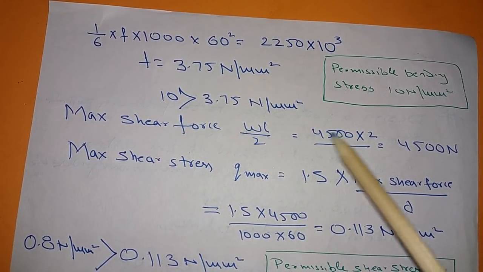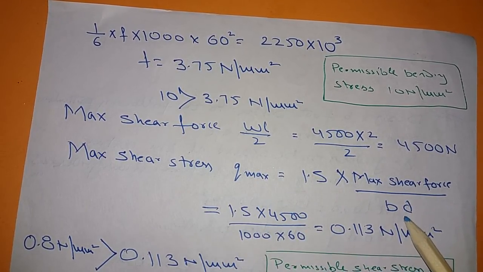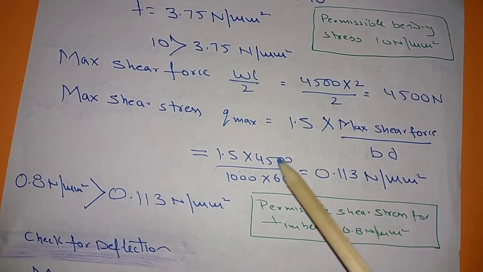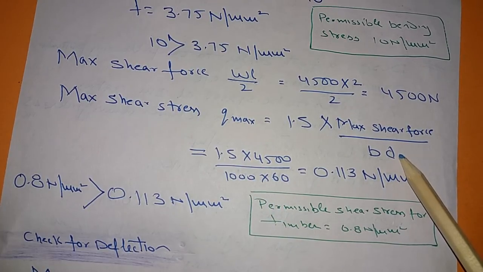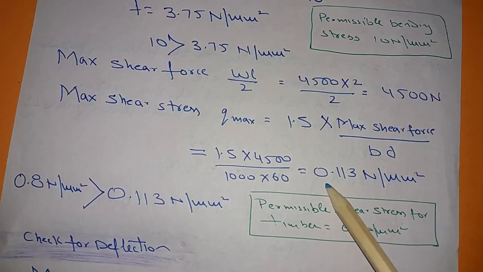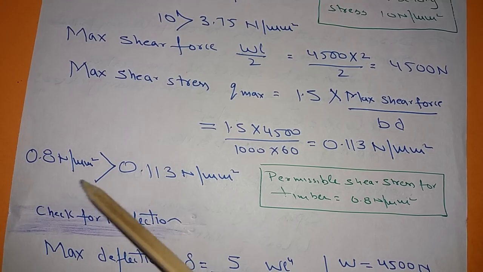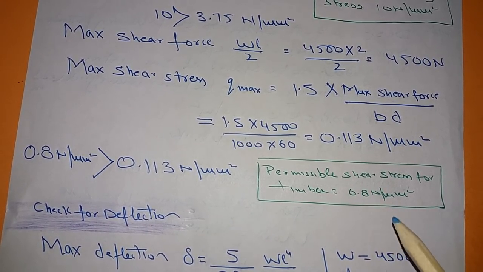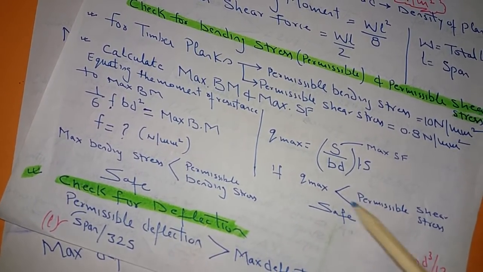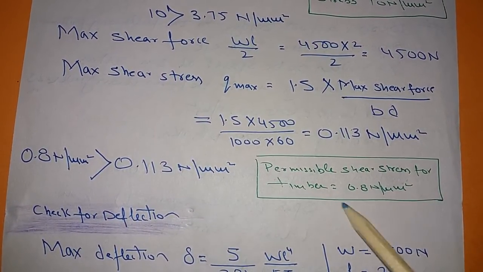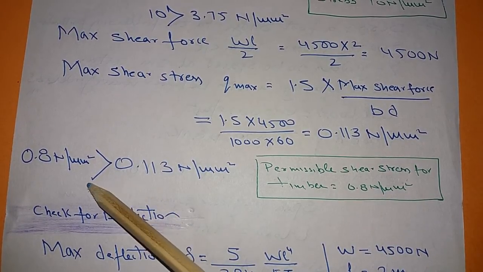Now again go for shear. Maximum shear force is WL by 8. Then maximum shear stress is 1.5 into maximum shear force upon BD. How to calculate? Maximum shear force 4500, B 1000, 60 is the depth, the thickness. So it will be 0.113 Newton per millimeter square. So it is also falling within the limit, as we have discussed that these two conditions must be fulfilled. In this case, permissible shear stress is 0.8 Newton per millimeter square. So it is also safe.